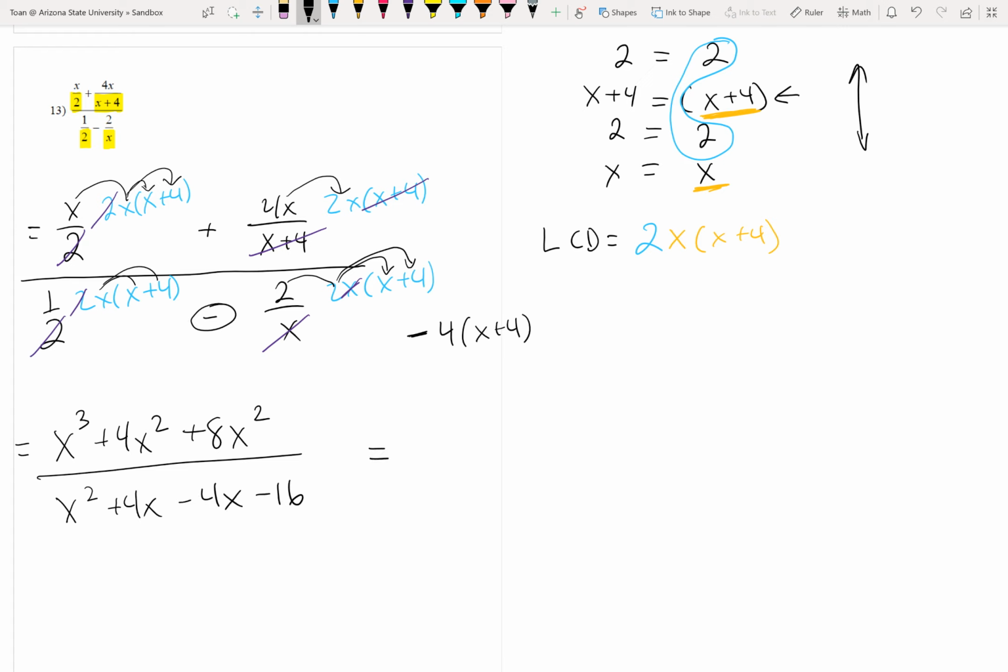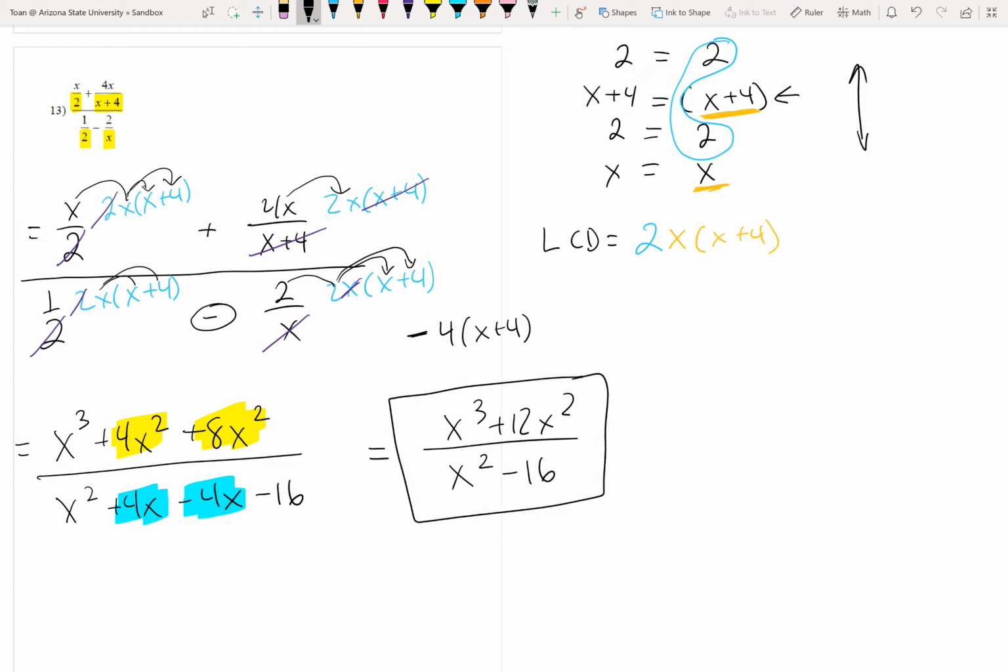Then all that's left to do is to combine like terms and simplify. So in the numerator, we have like terms here. In the denominator, we have like terms there. So the numerator is just x cubed plus 12x squared. In the denominator, those x's cancel out, so all we have is x squared minus 16. You could factor some more, but nothing cancels out, so that is the simplified form.